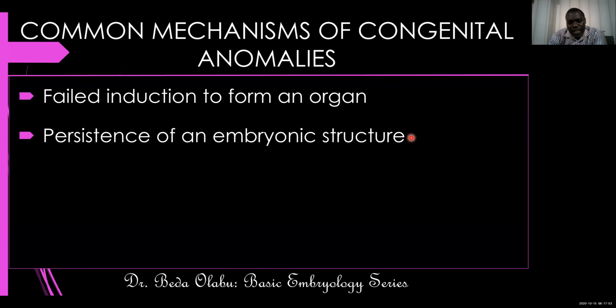Sometimes you may have persistence of an embryonic structure. This applies for scenarios where the embryonic structure is supposed to disappear, yet it does not disappear. For example, you know that the notochord is supposed to disappear. So if it doesn't, then what happens? The yolk sac, or rather the vitelline duct, is supposed to disappear. If it doesn't, what happens? Primitive streak is supposed to disappear. If these embryonic structures persist, you can have a congenital anomaly.